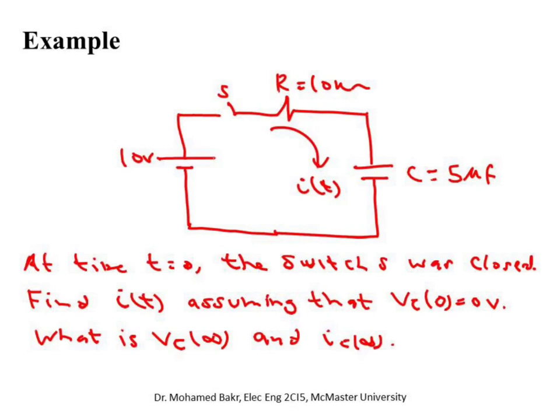So I know before I do any solution that VC of infinity is equal to 10 volts, the capacitor is fully charged, and then dVC by dt will be equal to 0, which means IC will be equal to 0, which means that this is an open circuit and there is no current in the circuit. We are gonna show that we can write the differential equation governing this circuit, and then we use the template that we derived earlier to get the expression for the voltage and the current.